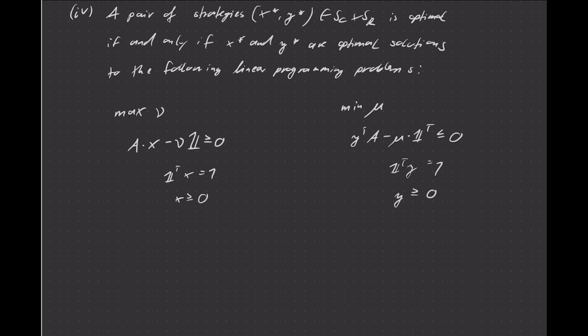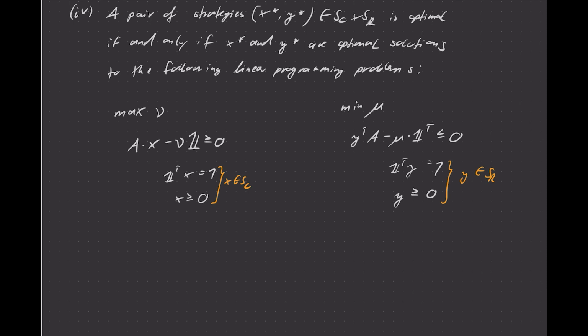Now let's take a quick minute to explain those linear programming problems here. What happens here? Obviously, these last two conditions should be clear. That says the sum of the x entries is 1 and the x entries are non-negative, so that means x is a valid strategy for the column player. We have the same thing here. y is a valid strategy for the row player.